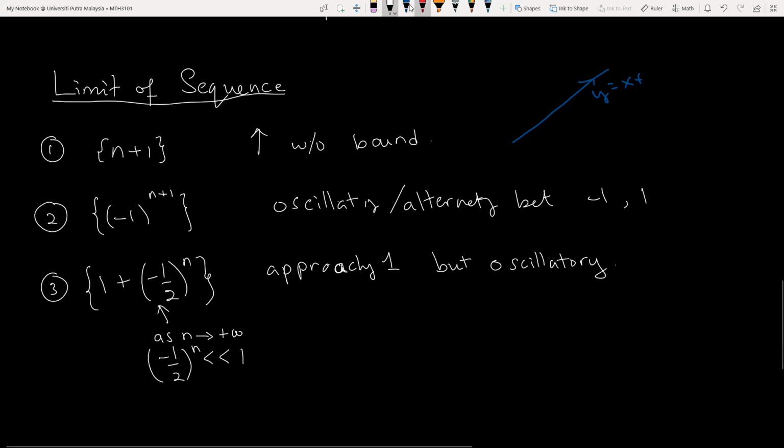So if you look at its graph, it will look something like this. So let's say if n is 1, that's something like this. It just looks something like that. It's really small, but approaching 1.